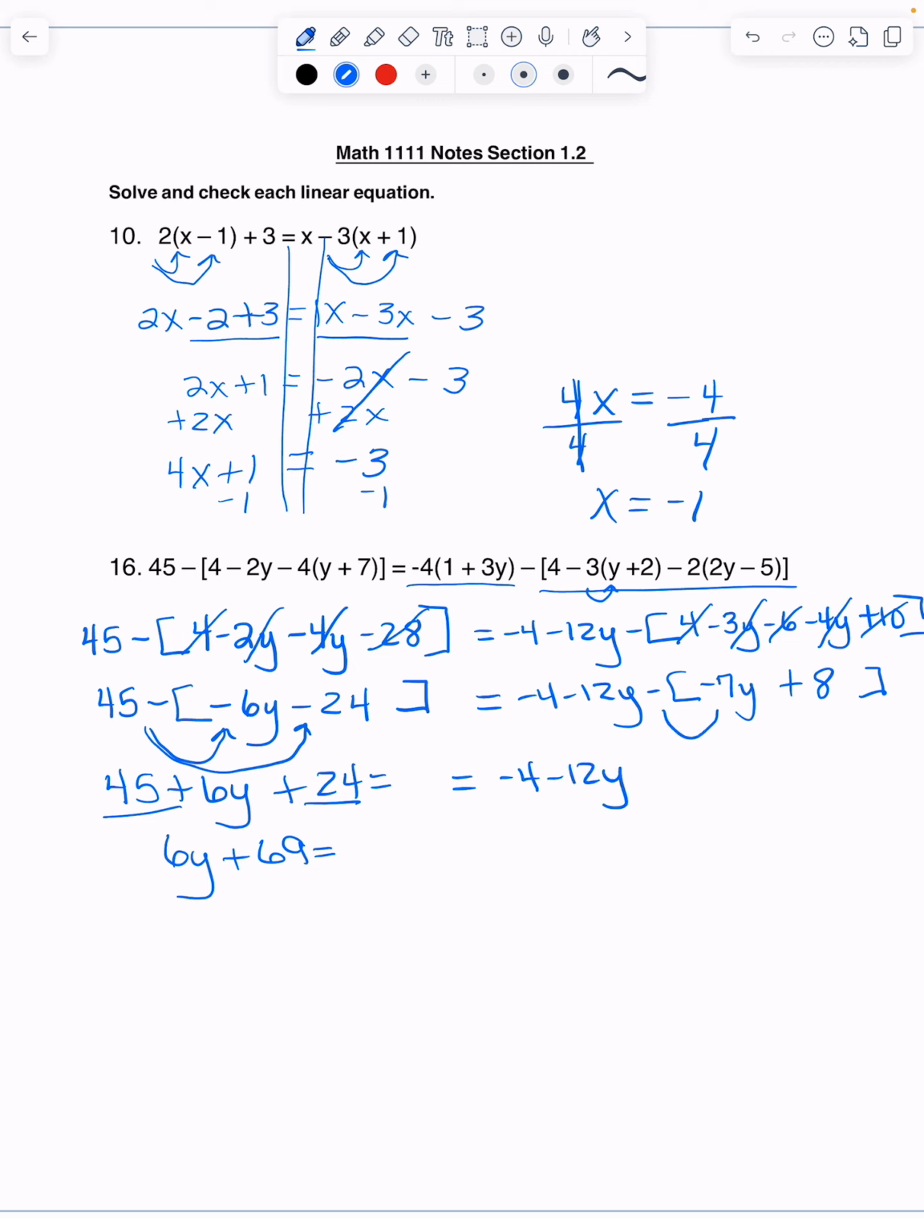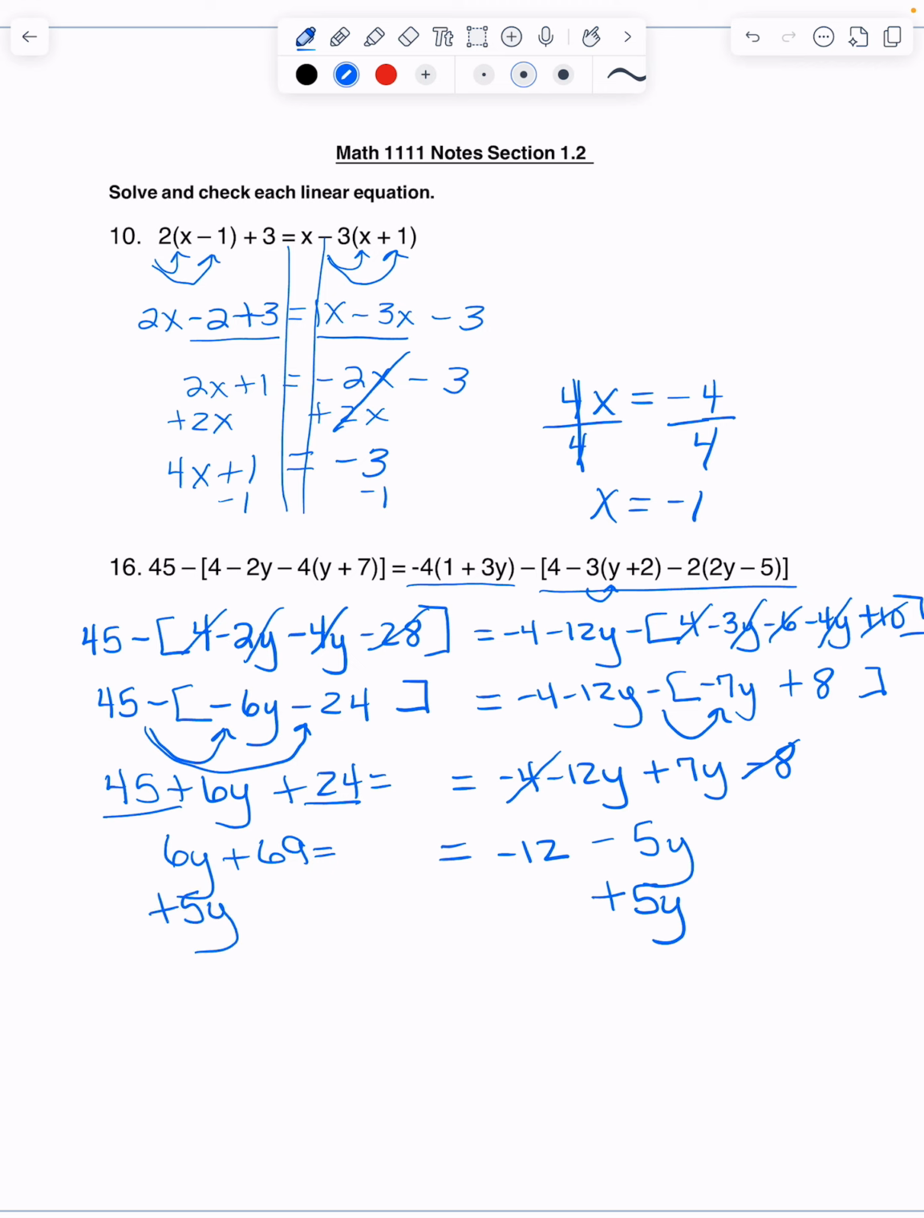Now I'm going to distribute my negative to get rid of those brackets. And now let's add. Negative 4 plus a negative 8 is negative 12. Negative 12y and a positive 7y is negative 5y. Now we've cleaned up the left and the right side completely. So now let's get our variable on the same side. So I'm going to move the minus 5y over.